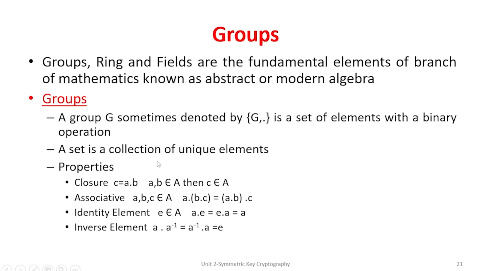A set contains unique elements, and if you do a mathematical operation on the set, it is called a group by satisfying the following properties. If you want to define a set as a group, it should satisfy the closure property, associative property, identity, and inverse. If any set with a particular operation satisfies these four properties, then that algebraic structure is called a group.